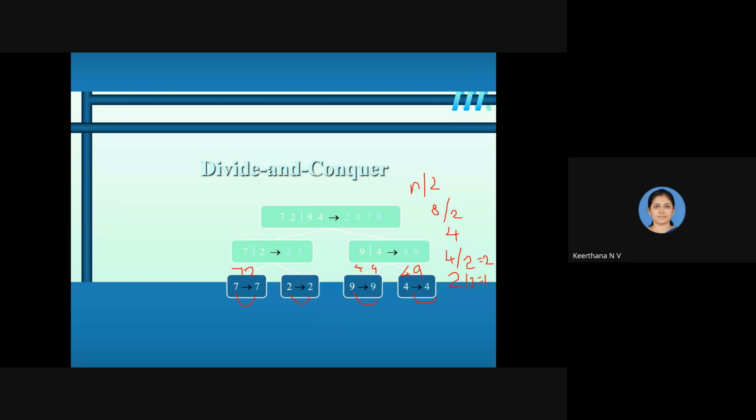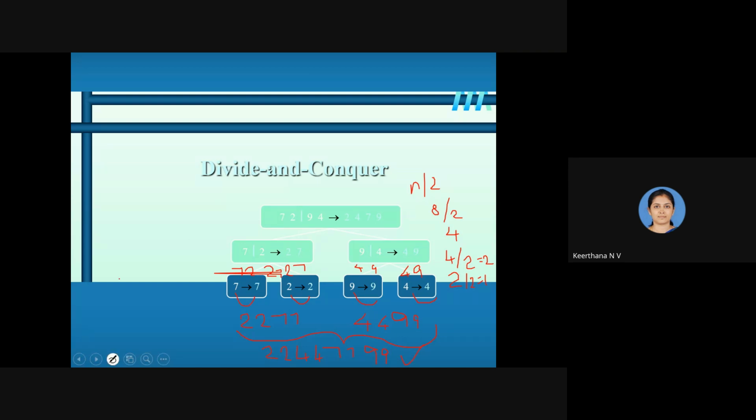So now the initial values will be 2, 7. You will be applying the sorting, meaning 2, 7. Again, here 4, 9. So again, you have to apply the solution for the whole set: 2, 4, 7, 9. My solution is achieved. This is the method.